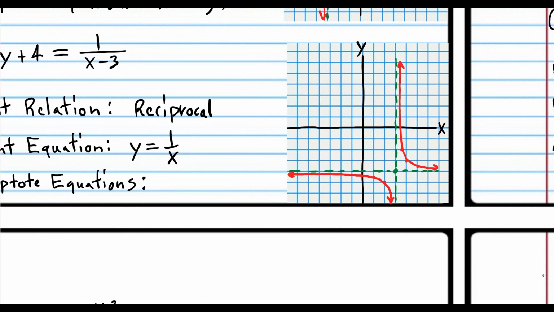And the equations of the asymptotes: the vertical is going to be x is equal to 3, and the horizontal is y is equal to -4. So this is the equation of this line here, and this is the equation of this line here.